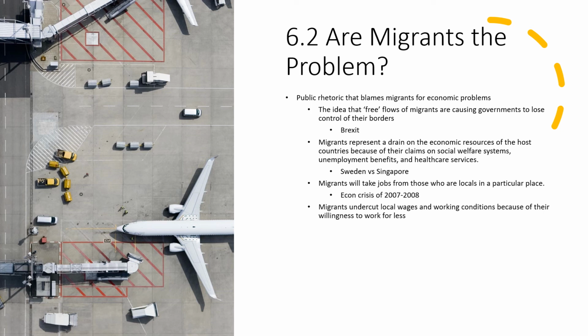And the fourth one is migrants undercut local wages and working conditions because of their willingness to work for less. This does happen, but only in very specific ways. In the US, the impact tends to be on specific low-skilled jobs located in segments of the labor market where migrants are competing for work. In segments such as agriculture, retail, hospitality, construction, and caregiving, migrant workers do keep the wages down, but there is little impact on the earnings of the wider labor market.